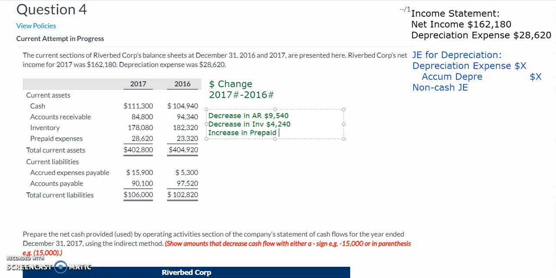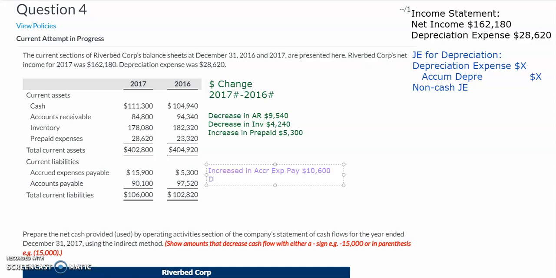By, and you'll want to type this in, 5,300. So those are the changes in your current assets. Then you want to look at your changes in your current liabilities. So your accrued expenses payable. Your accrued expenses payable increased, and when you determine the dollar amount increase, it's 10,600.